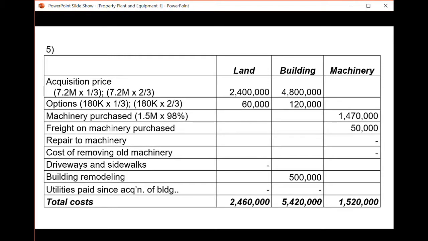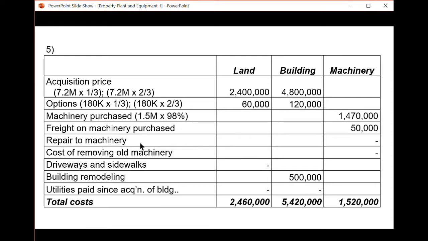That's added to the machinery. And then repair to the machinery resulting from damage. That's already after the fact. It's not necessary to bring the asset to its present location and condition, since it got damaged, so that's part of the expenses. Then the cost of removing the old machinery, but this is already recognized as a liability. The actual dismantling cost is not included, but on the actual purchase, the decommissioning should be a present liability.